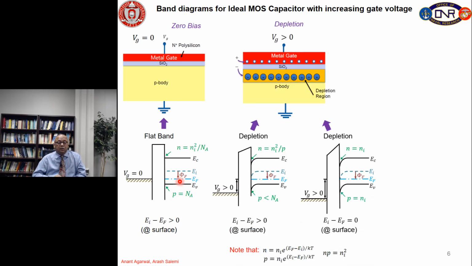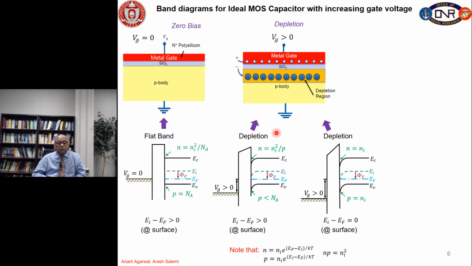Then we apply depletion, which means we apply positive gate voltage, and as I described to you, we have negatively charged acceptor atoms in the depletion region. This is called the depletion region here. We have positive charge in the metal, negative charge in the semiconductor, and gate voltage is dropped across the oxide and across the semiconductor.